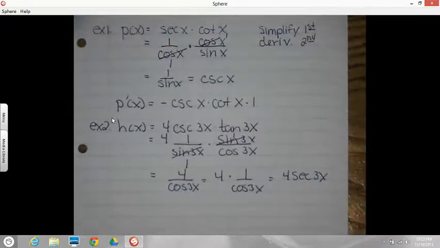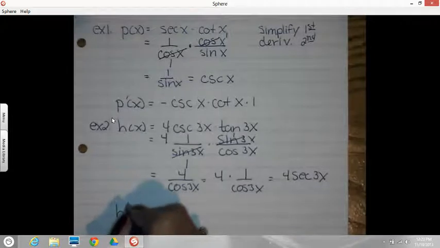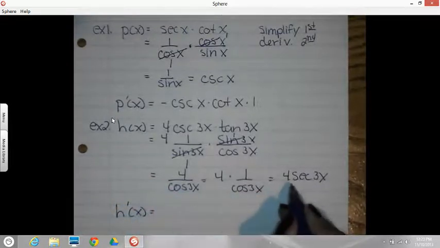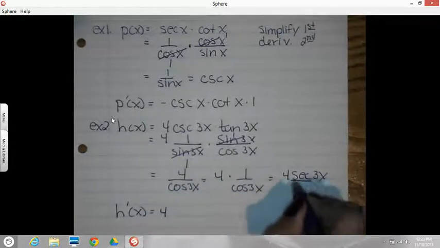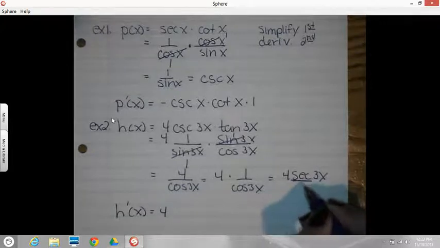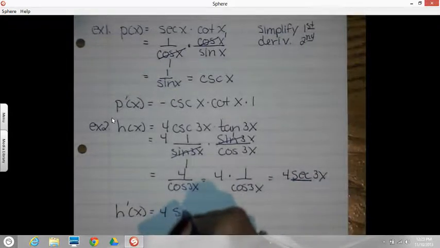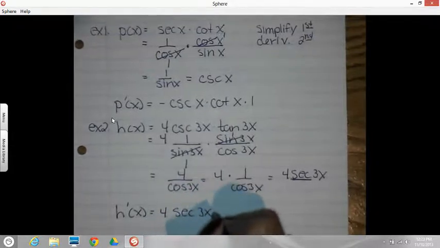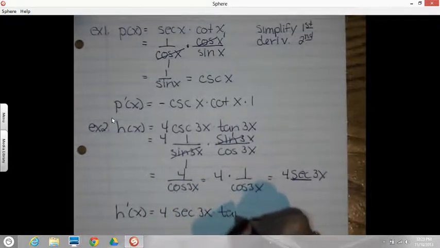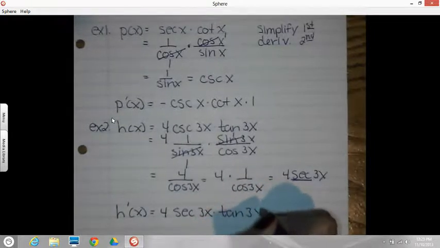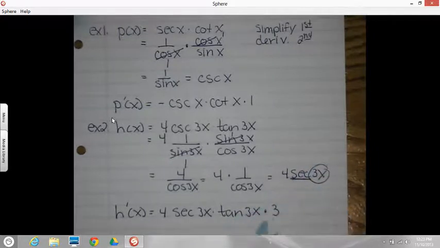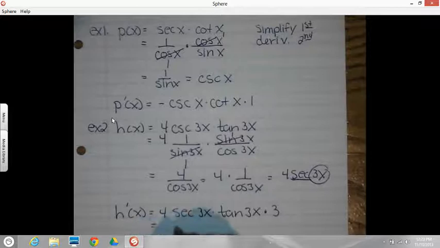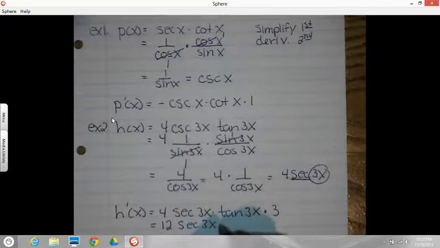So now we're ready for derivative. Labeling it correctly. 4 is a multiplier. That's just going to carry along. When I look up secant's derivative on the blue sheet, secant's derivative is secant of the angle times tangent of the angle times the derivative of the angle. The derivative of the angle is going to be 3. And then all I can do is float that 3 to the front for 12 secant 3x times tangent 3x.